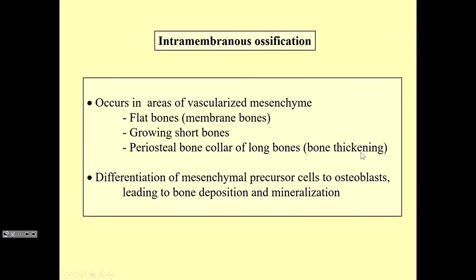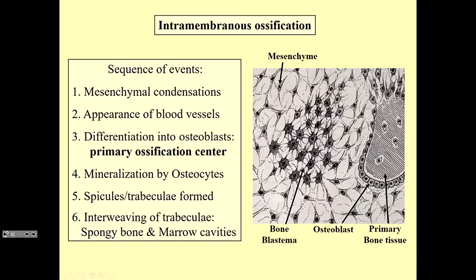So let's first talk about the most common mechanism, the intramembranous ossification. Okay, it occurs in most locations of the body where we have vasculature: flat bones, some shorter bones, bone collar and so on. And as I mentioned, it involves the differentiation of our mesenchymal precursor cells into osteoblasts, which secrete osteoid and eventually become osteocytes. So here we can see a schematic of this intramembranous ossification.